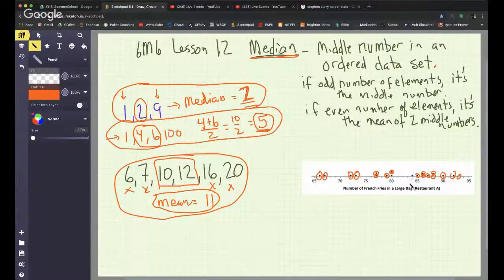I have an 80 and an 84, and these are my 2 middle numbers. And the average of 80 and 84, I could add them together and divide by 2, or I can just remember that it's kind of the balance point. And so this is halfway between the 2 numbers, and so my median is 82. Right? The median is the average of the 2 middle numbers, and the average of 80 and 84 is 82.